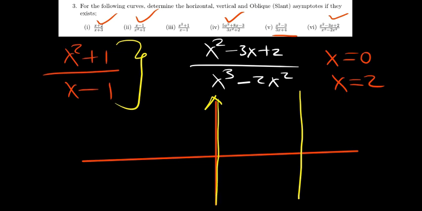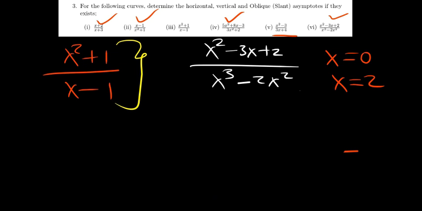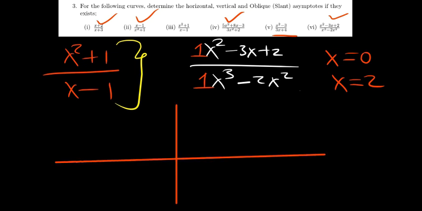Now for the horizontal ones, what do we do? Horizontal, observe x squared over x to the power 3. So the denominator has got a greater power. So in this case, y is equal to 0 is the horizontal asymptote. So therefore, y is equal to 0. By now you should understand that that's the x-axis. So this is the horizontal asymptote.